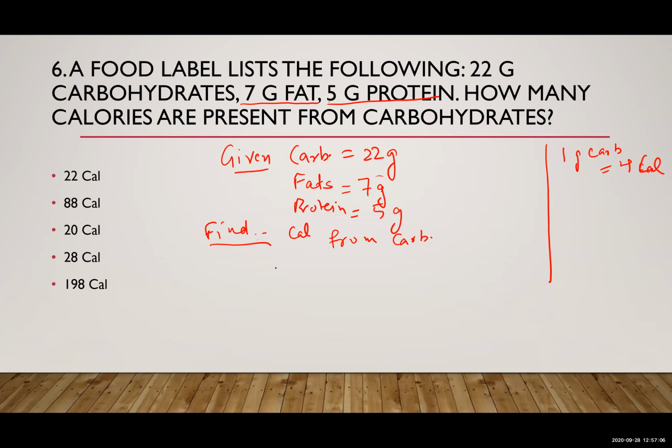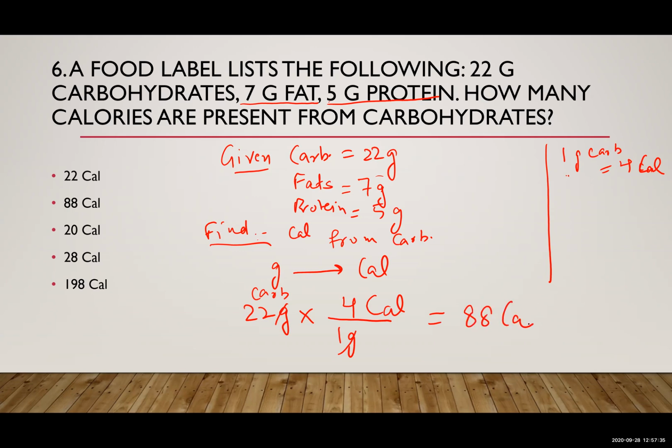So now we need to convert grams of carb to calories. How many grams of carb do we have? 22 grams, right? So 1 gram on the bottom, and on top 4 calories. That's the conversion factor. So grams and grams cancel. So what is the answer? 88 calories.